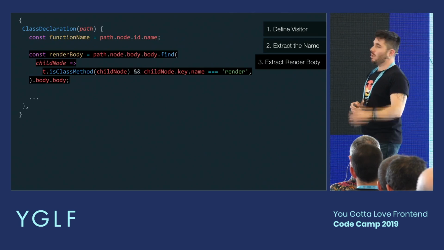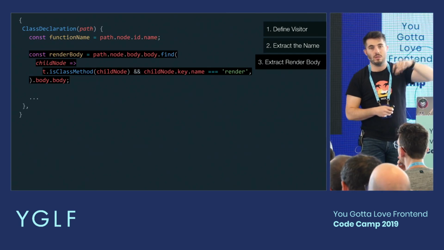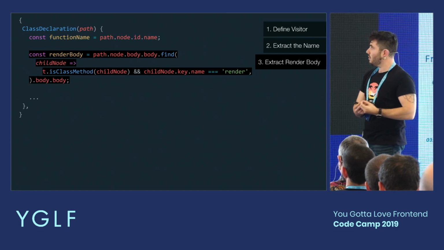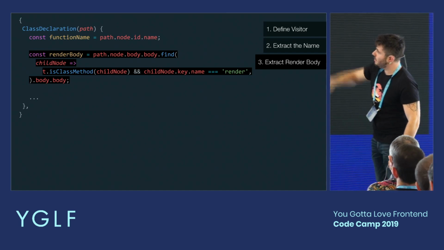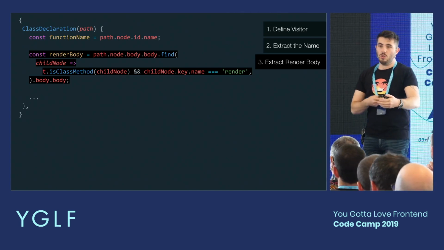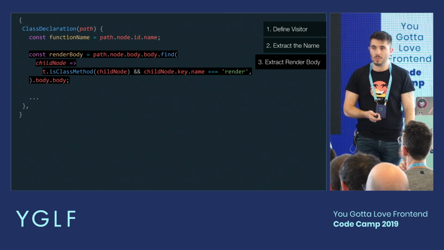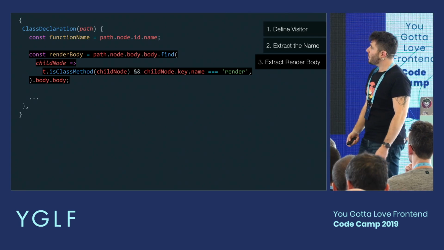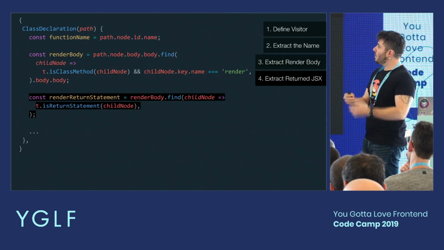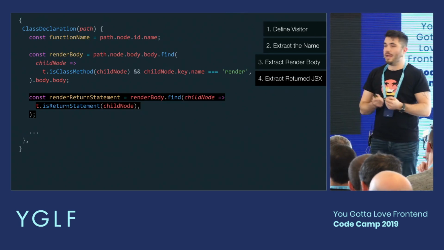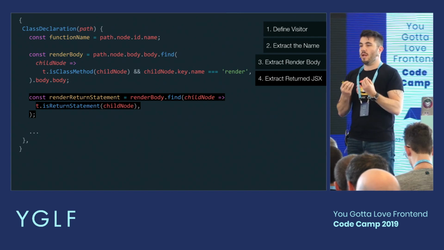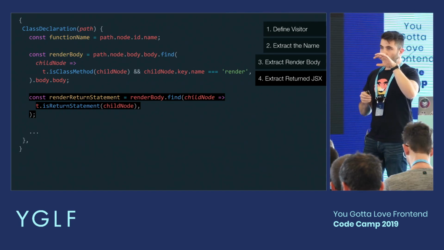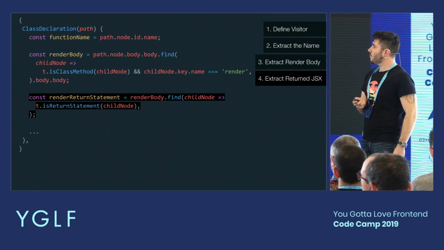So next, we will traverse the class body in order to find the render function, right? Because we need to extract the JSX returned from it. Okay, so we will use the T, which is a reference to Babel Types, in order to identify class methods. Okay, and then we will go looking for a function with the render name. So once we have that, we will traverse its body in order to find a return statement, right? Because the return statement is what actually contains the desired JSX we want to extract into a function component.